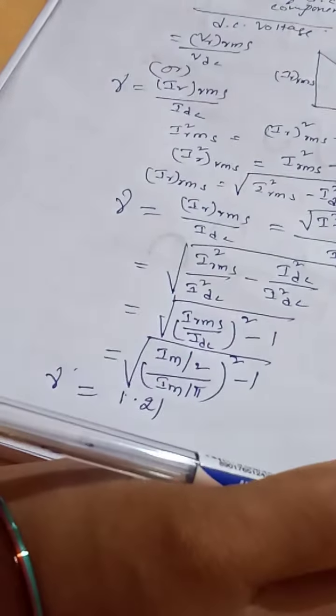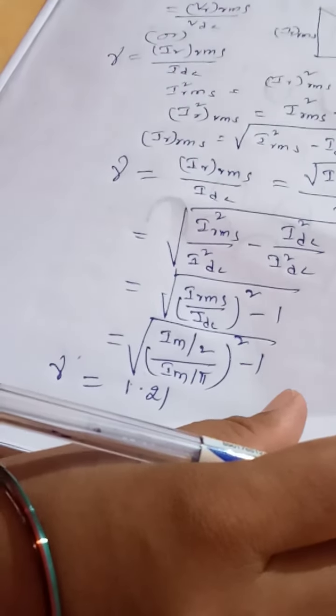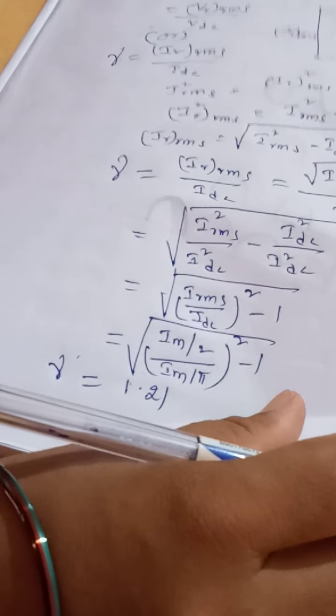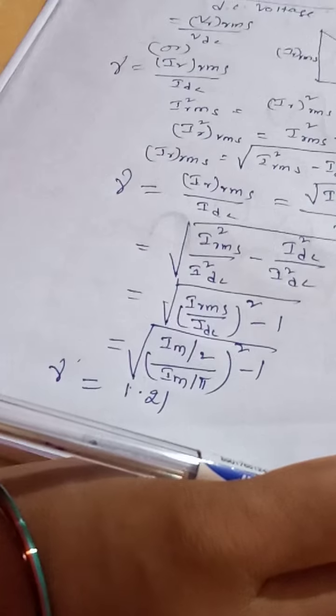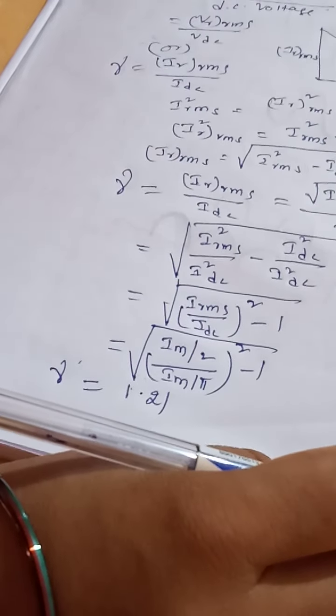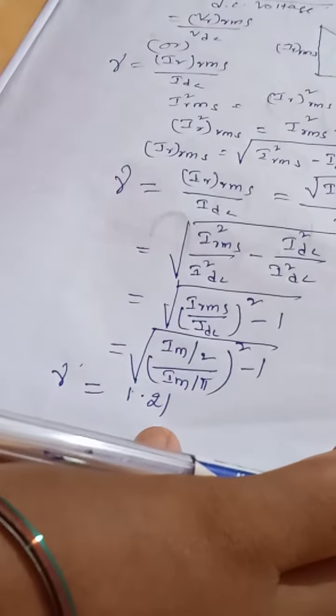So ripple means nothing but some AC components are superimposed on DC output. That AC components we call ripples, and the ripple factor is 1.21. Now next.